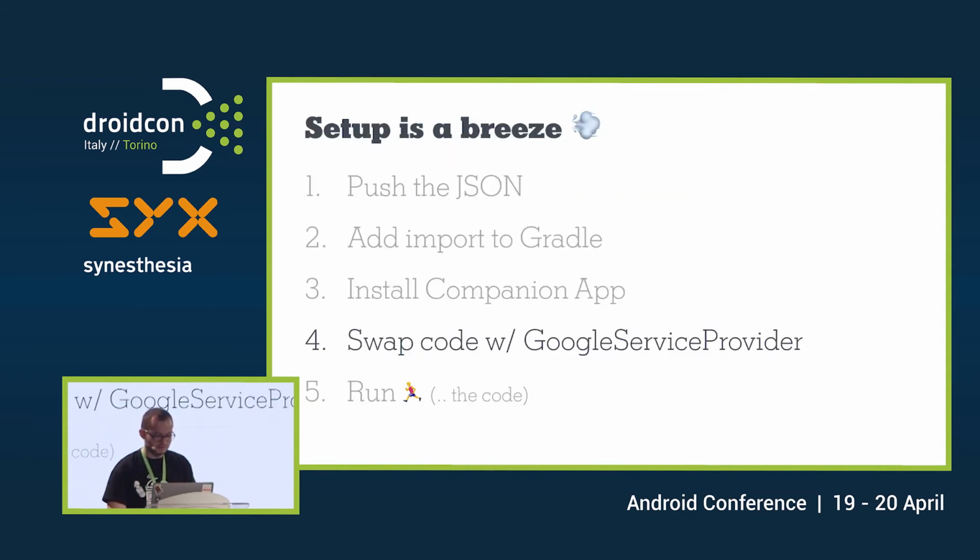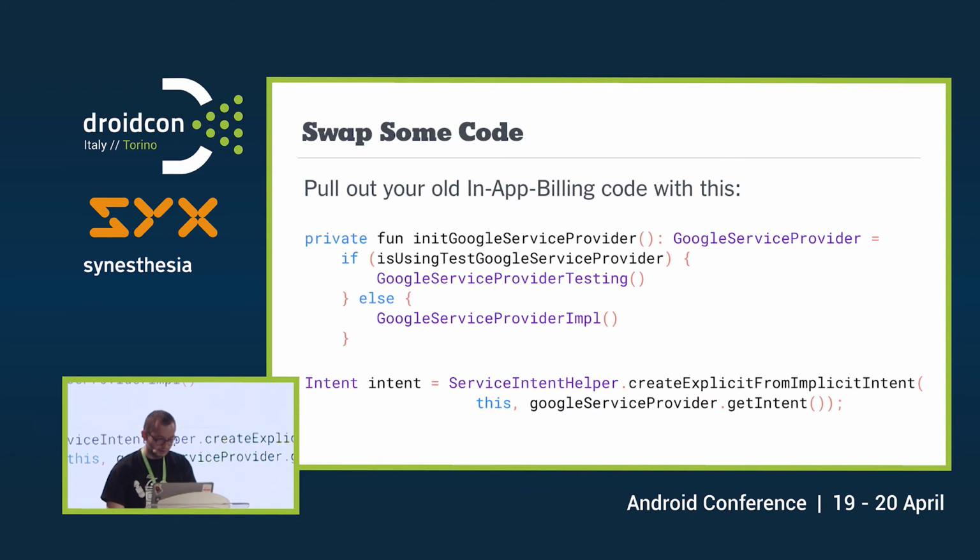So now it's time for some code. The first function returns the Google Service Provider instance that you want, whether it's the testing one or the real implementation. And then you call the Service Intent Helper to spit out an intent. You use that intent to connect to the service.